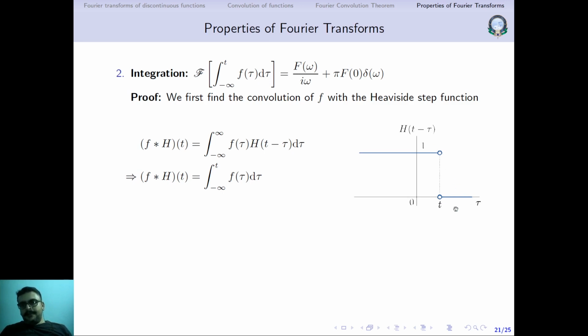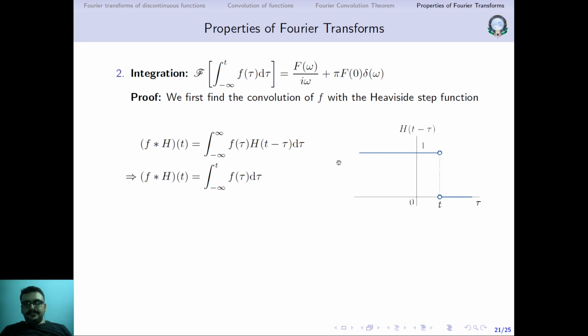So I put minus t, that means you are reversing it, taking the reflection with respect to the vertical axis, and then you are taking a small shift here. So this is what we have. This is how the Heaviside step function will look. That's what we are multiplying here.